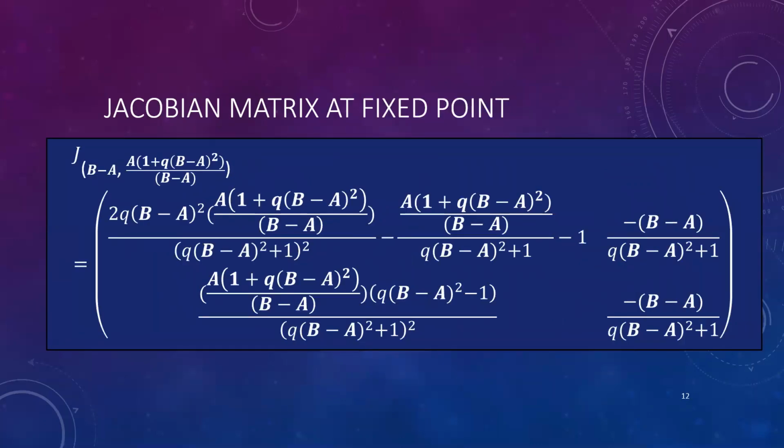Here, I put in the fixed point we found earlier and replaced all the x and y values with the values at that fixed point. The equation might look like a mess, but we need to remember that a, b, and q are all constants. The next step is to determine what these points could be, and we can use this to find the eigenvalues.